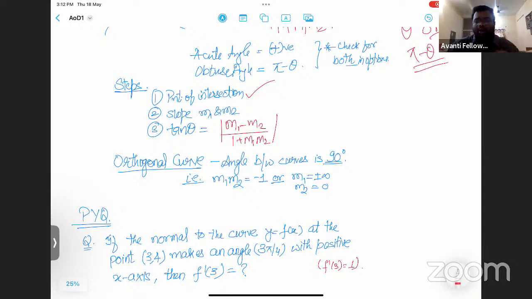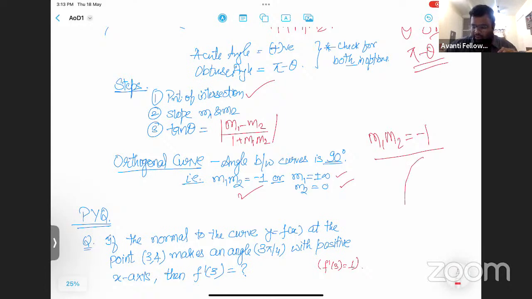So how do we know whether the curves are orthogonal or not? Simply, there are two ways. One is m1 m2 is equal to -1: if you are getting finite values for m1 and m2 and their product is -1, then the curves are orthogonal at 90 degrees. Or either you are getting m1 as plus or minus infinity, so obviously m2 will be 0. Sometimes it may happen that the tangent or the slope looks like this.